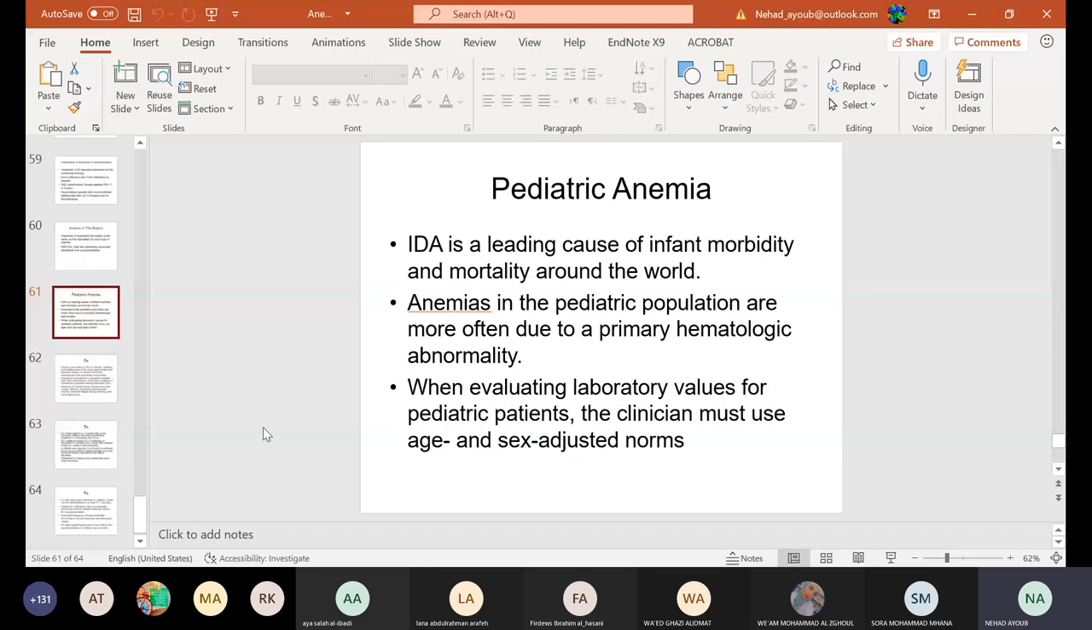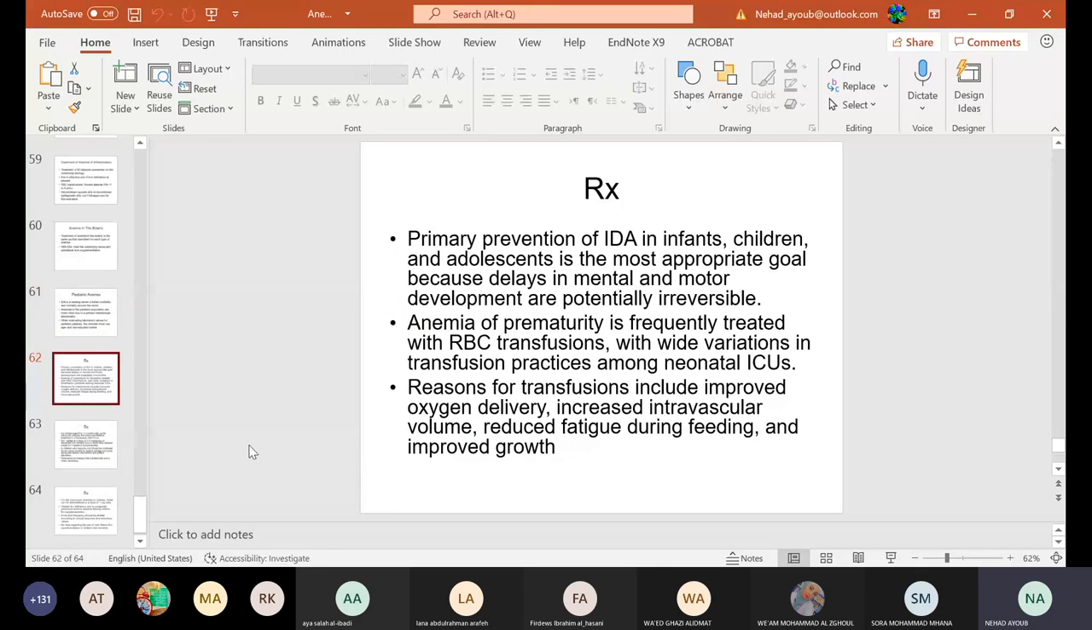Pediatric anemia: if it is iron deficient, we have to give iron. The ultimate goal is the same: we have to correct the CBC and restore iron stores. Same idea. How much iron should we give?